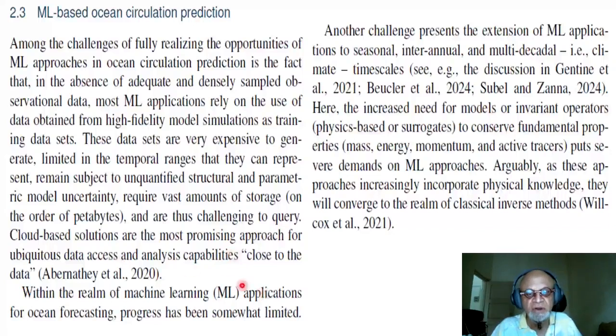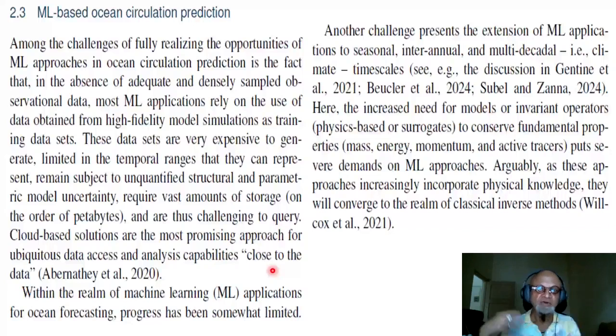Cloud-based solutions are the most promising approach to ubiquitous data access and analysis capabilities close to the data. So cloud-based solutions is basically where we have discussed this a little bit already. There was a chapter in this book on that. Big companies like Google, Amazon, Microsoft, etc. provide cloud computing services where they can store the data, run your computations, and you are just using them, kind of not having to own and manage your own power supply and high performance computing, etc.